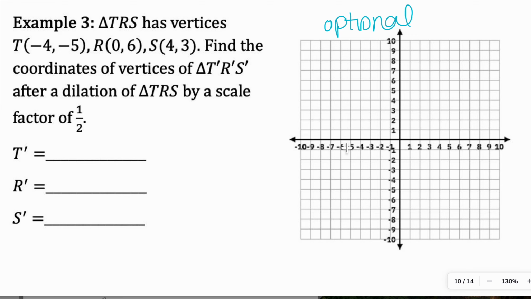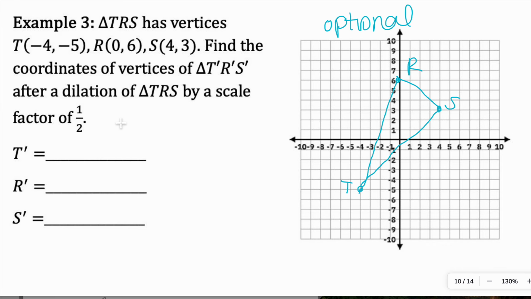TRS has the coordinates of the next vertices, so we have -4, -5, 0, 6, and then 4, 3. Okay, so right now we have a larger triangle. And your lines are probably a lot straighter than mine. This is kind of tricky doing it on my stylus.